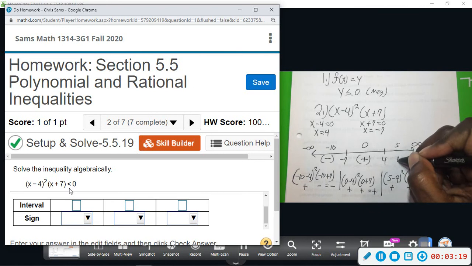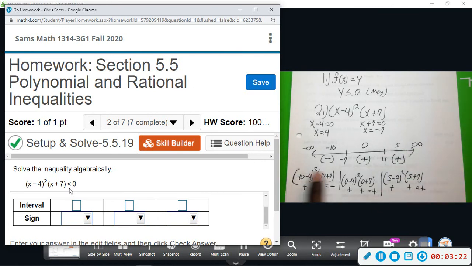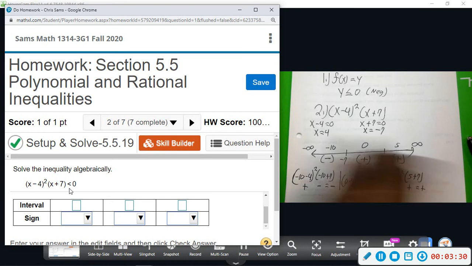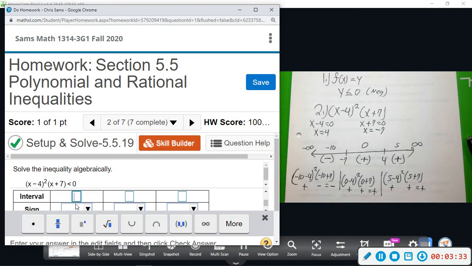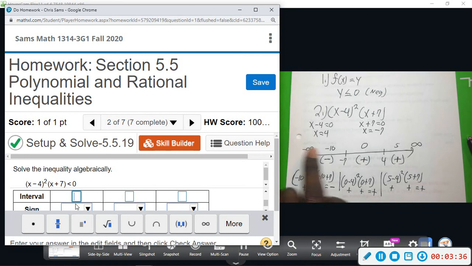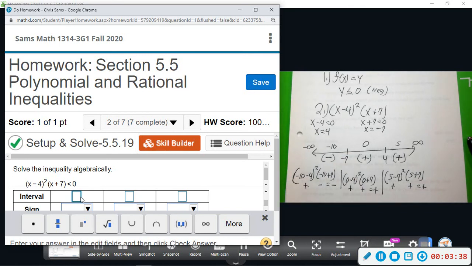So what this tells us is that the graph is below the x-axis until we get to negative 7, and then it's above and it's above. That's what the positive and negative mean. So we're doing it from the equation instead of the graph. The first section is from negative infinity up to negative 7. Let me be careful. Negative 7. The next one is from negative 7 to 4.